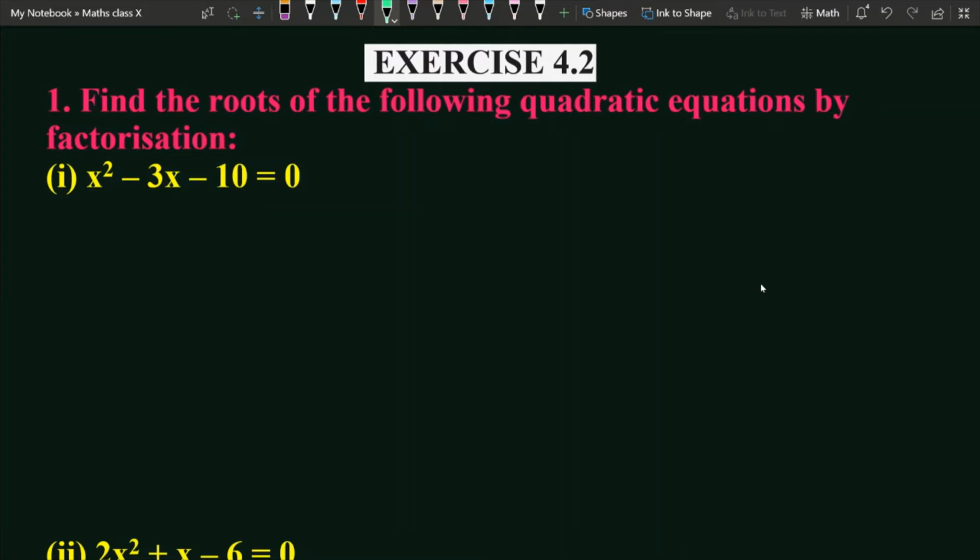Find the roots of the following quadratic equation by factorization method. In this chapter, you will understand three different methods to find those solutions, or you can say roots. Three different methods are there. So what are those methods?